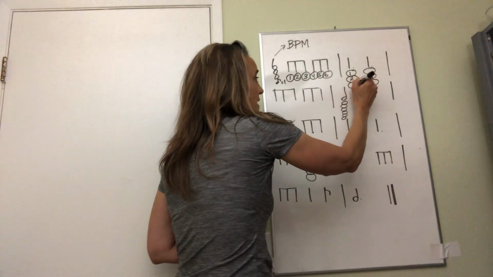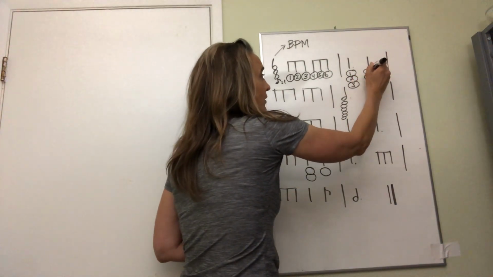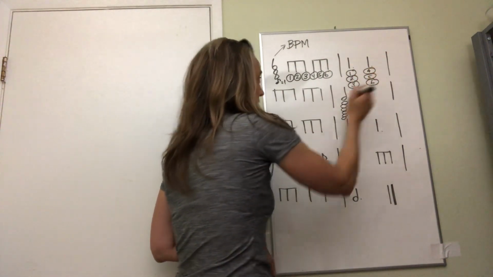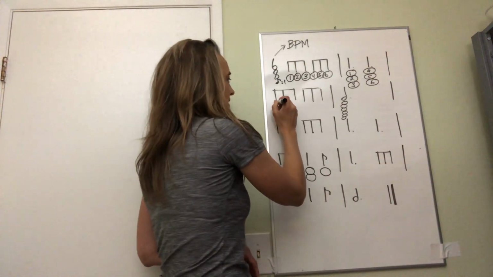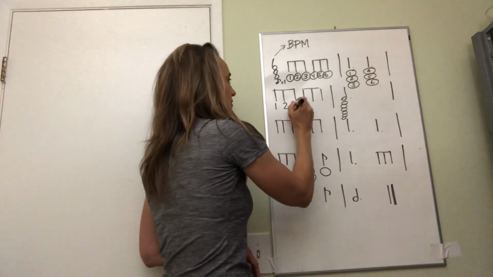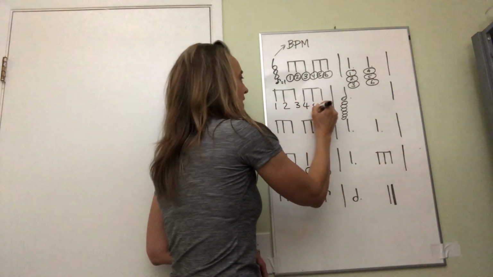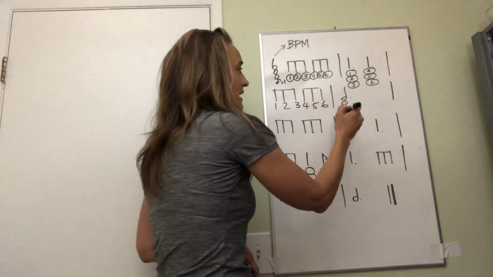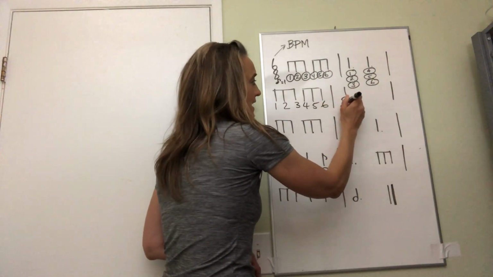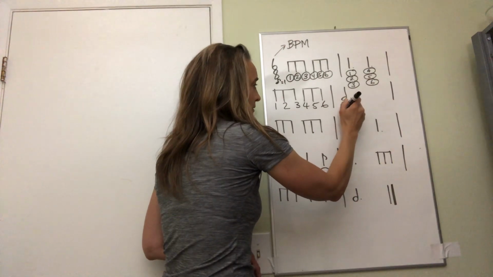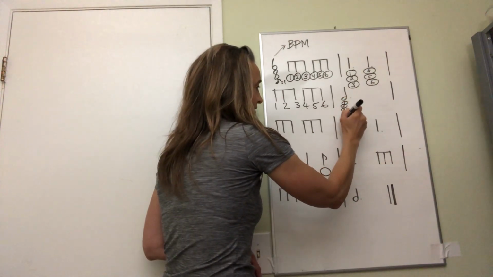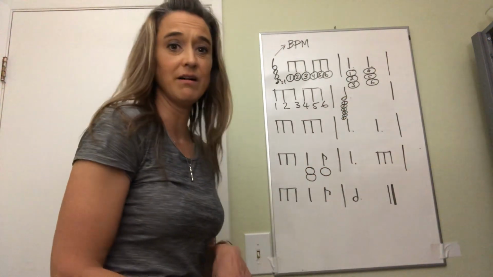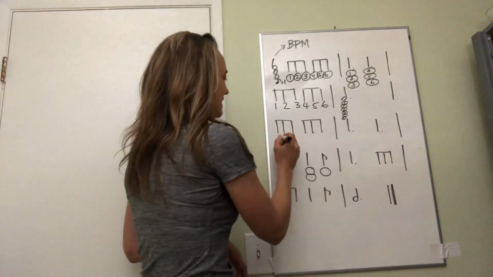1, 2, 3, and the rest? 4, 5, 6. You got it. Okay, we do it again. Say it with me. 1, 2, 3, 4, 5, 6. And then we're going to say it again. 1, 2, 3, 4, 5, 6. Boy, you probably can't read that at all. That was tiny. And the next one.